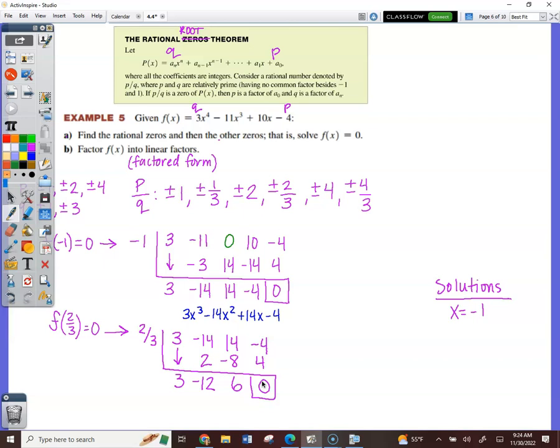Now, I know the bell's going to catch me, but I'm going to finish this problem. I noticed the bell was going.